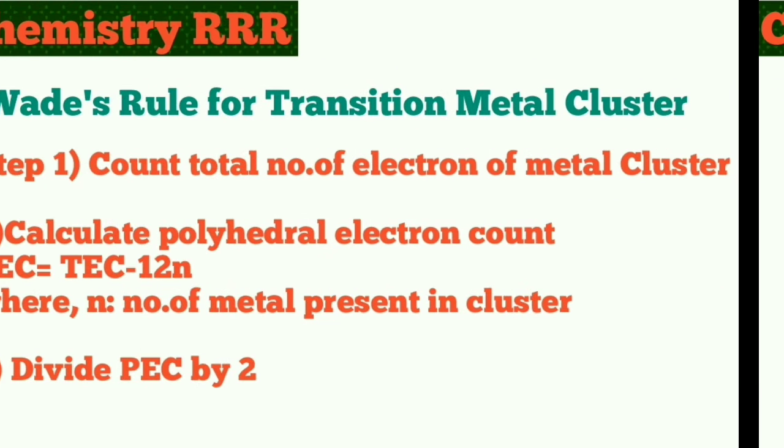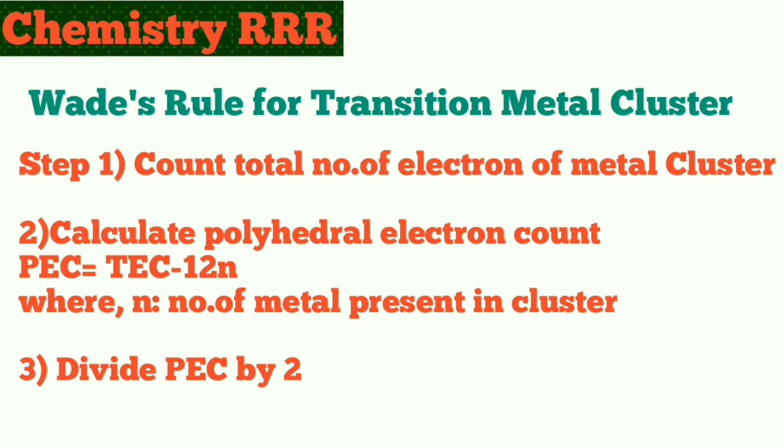Wade's rule for transition metal clusters. In step 1, count the total number of electrons of the metal cluster. In step 2, calculate the polyhedral electron count, which is equal to the total electron count minus 12n, that is PEC equals TEC minus 12n, where n is the number of metals present in the cluster. Then step 3, divide the polyhedral electron count by 2.